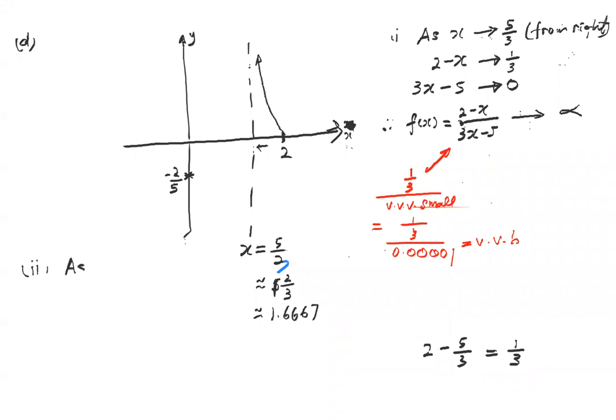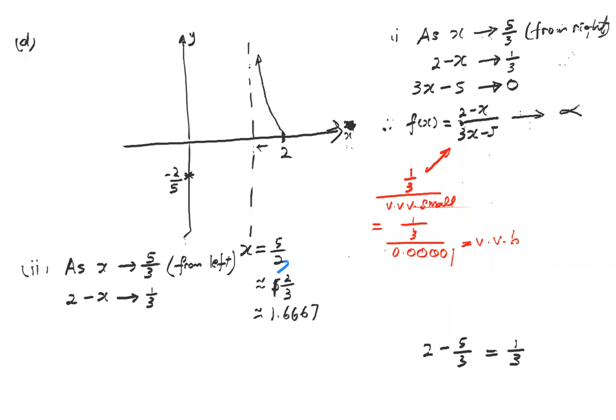As x approaches 5/3 from left, okay, now 2 minus x definitely will approach a fixed number, correct? We also call it 1/3.